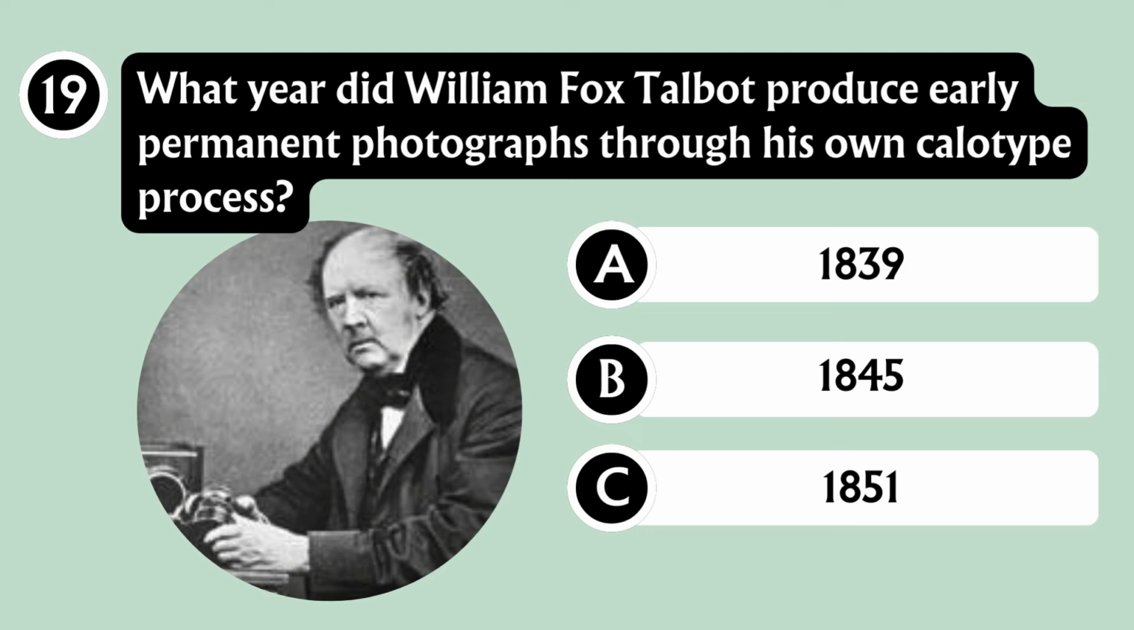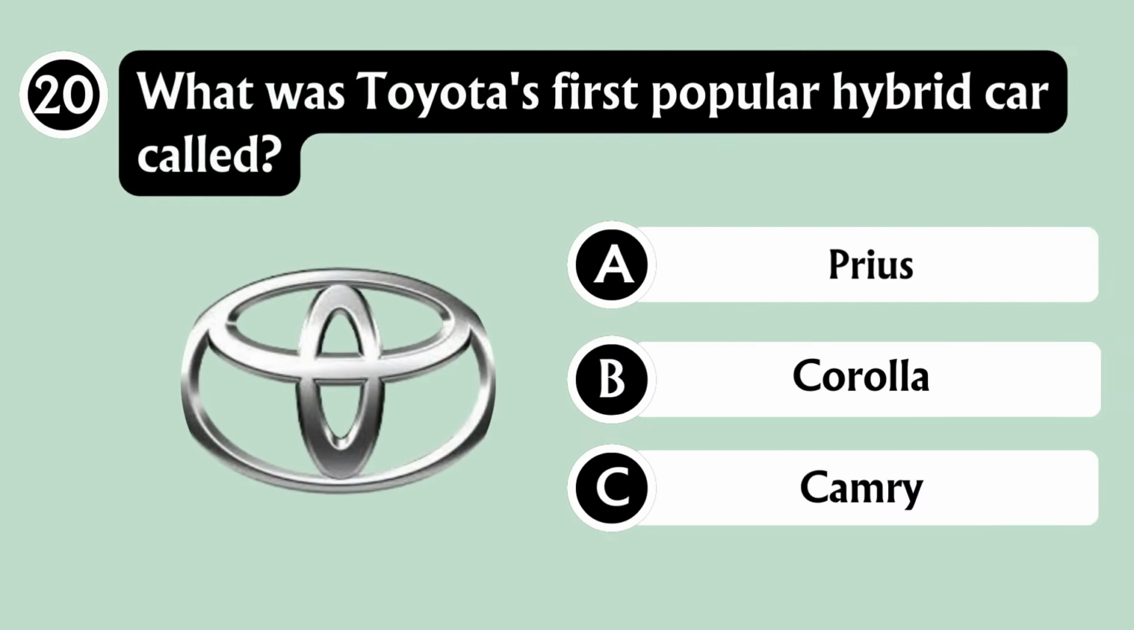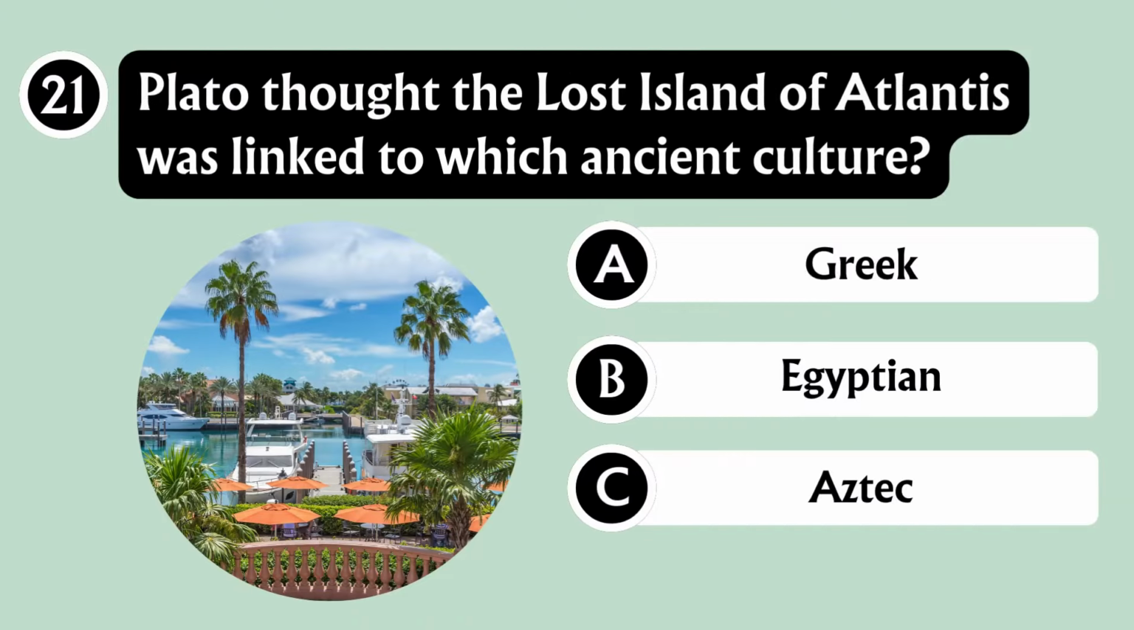1839, 1845, 1851. 1839. What was Toyota's first popular hybrid car called? Prius, Corolla, Camry. Prius. Plato thought the lost island of Atlantis was linked to which ancient culture?